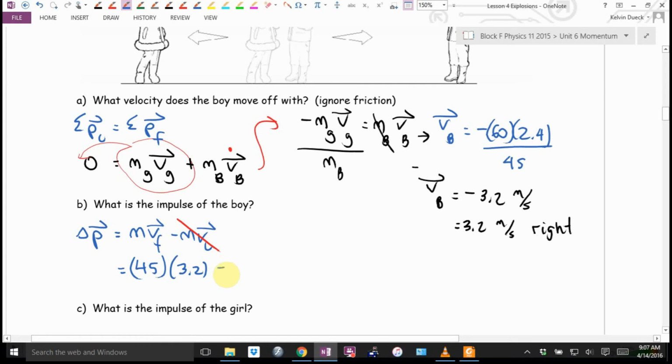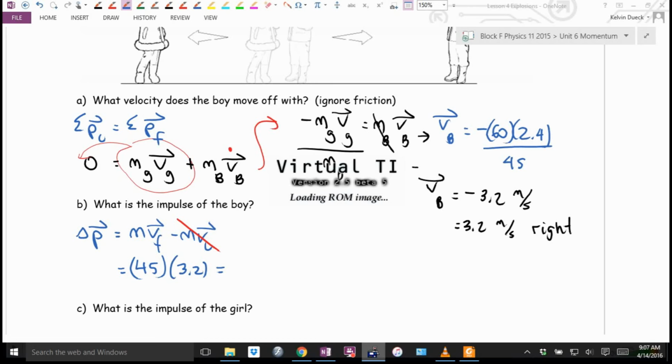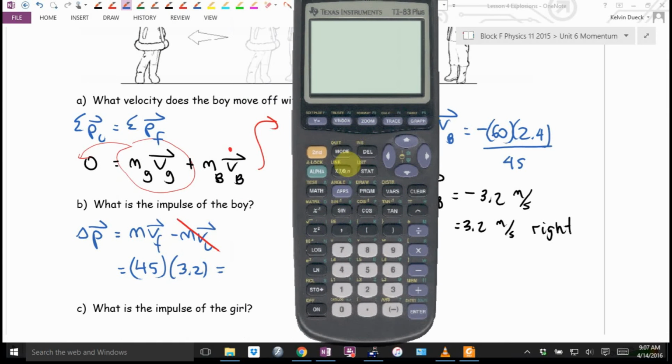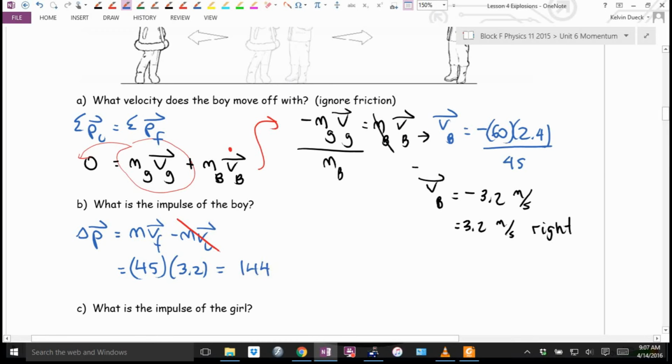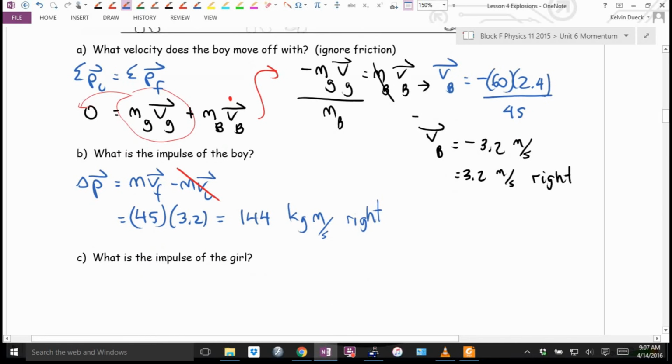In terms of a direction, I think the boy's impulse will be to the right. 45 times 3.2, okay, I might need a calculator for that one. Let's go see. 45 times 3.2, 144? What are the units for impulse? Well, it's mass times velocity, and I'll even add a direction. Good, Sarah? Excellent.